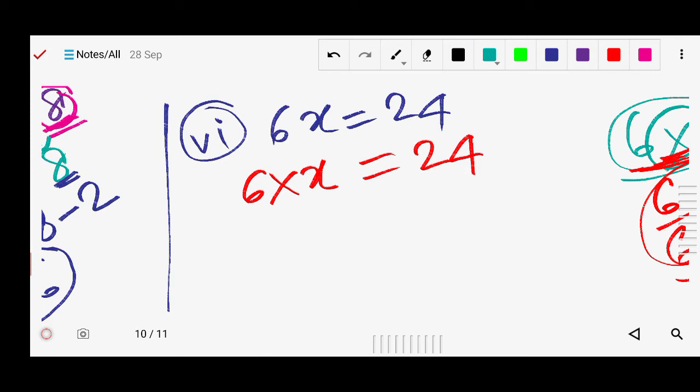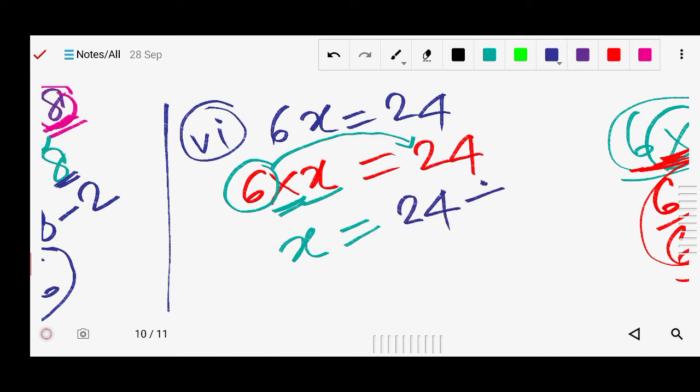So what I will do is keep this x on this side. Now this 6 I will send to the other side. You can see there is a multiplication sign between these two, so when it moves to the right side, it will be divided. So it will be divided by 6. Now 24 divided by 6 is 4. So what is the value of x? 4. Okay, so likewise you have to do.